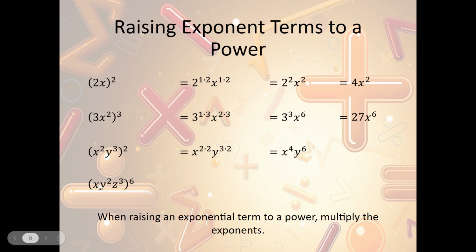Now we have x, y squared, z cubed, all to the sixth. So we're just going to multiply each of the exponents by 6. So we get x to the first times 6, and y to the second times 6, and z to the third times 6. And we're just going to multiply these out. So 1 times 6 is 6, 2 times 6 is 12, and 3 times 6 is 18. So we should get x to the 6th, y to the 12th, z to the 18th.